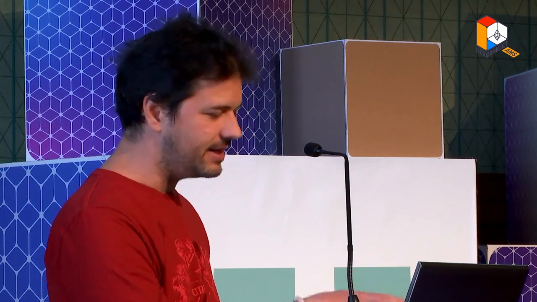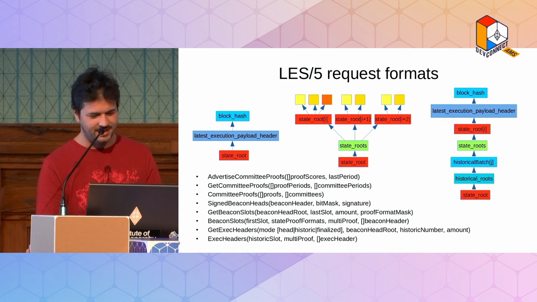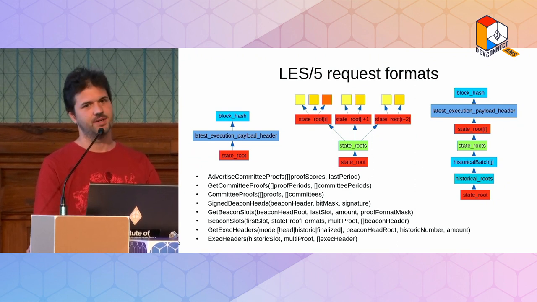And basically that's all about it. Again, I don't want to go into the fine details, just give a quick overview. So this is what the new LES requests are. There are some requests for advertising new committee proofs and transmitting them, and also for propagating the signed beacon headers. And the get beacon slots and beacon slots request pair is for propagating the data that can be used for serving further clients.